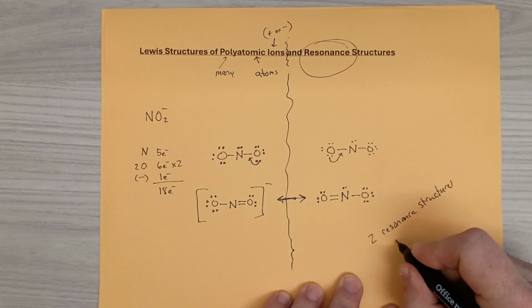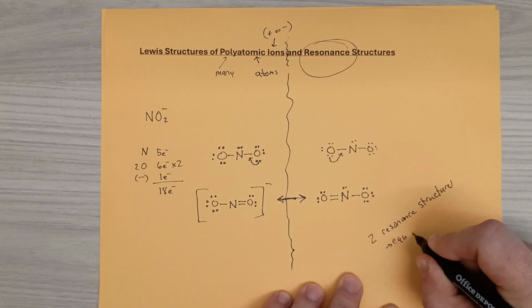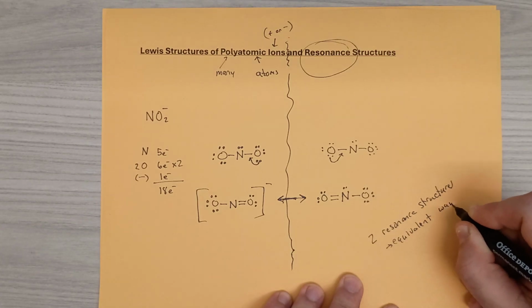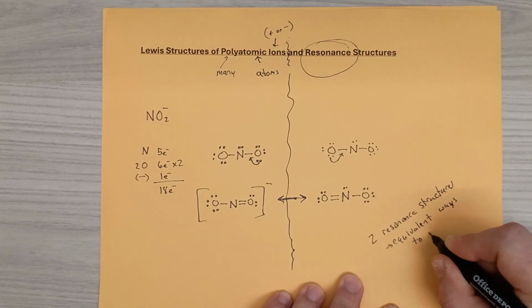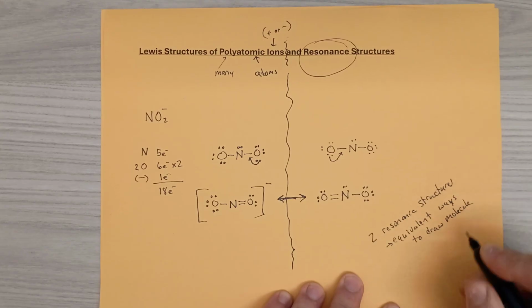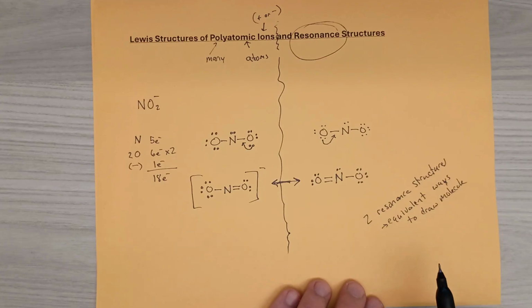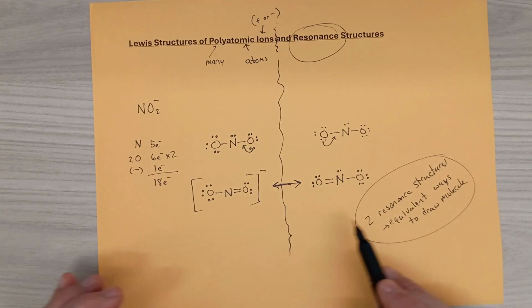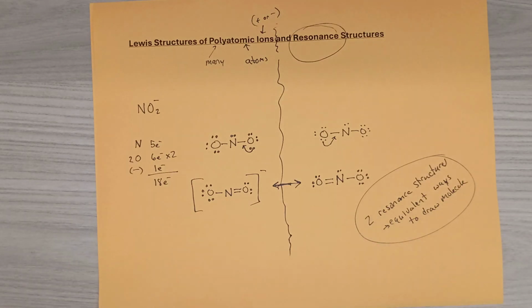or two equivalent ways to draw the molecule. That's what we say. That's how we count them. We know that the more resonance structures you can draw, the more stable a molecule becomes.